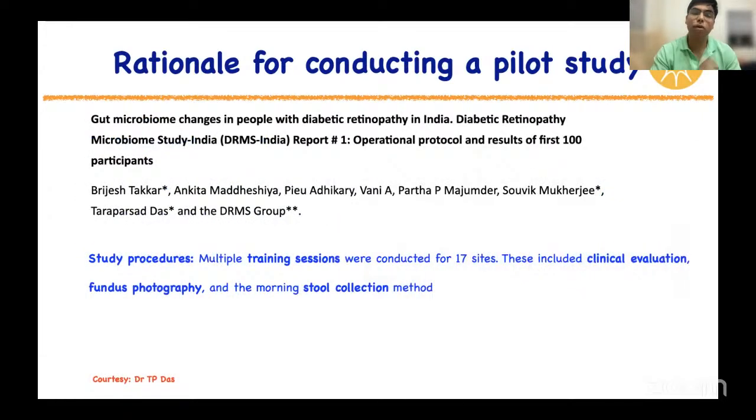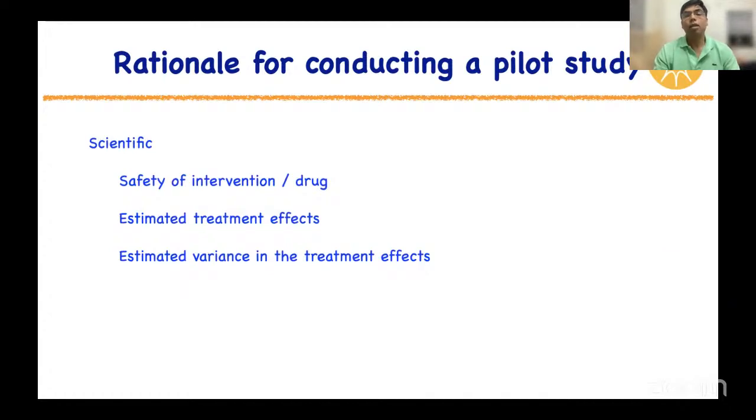For example, we recently were part of this DRMS study group where we are trying to look at the gut microbiome changes in people with diabetic retinopathy in India. In this study, we did a preliminary study, or a pilot study, on 100 patients. The actual study is on 500 patients. And during this study, we had multiple training sessions across 17 sites. This included how to do a clinical examination, how fundus photography is to be done, how stool collection is to be done, and whether these things are giving us appropriate results or not.